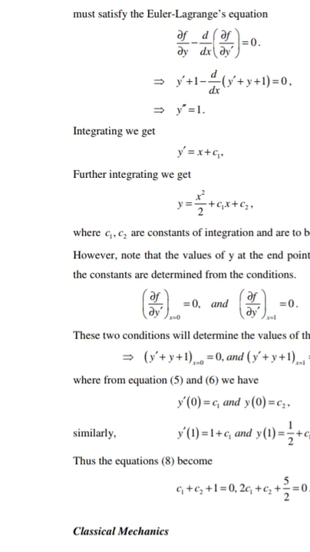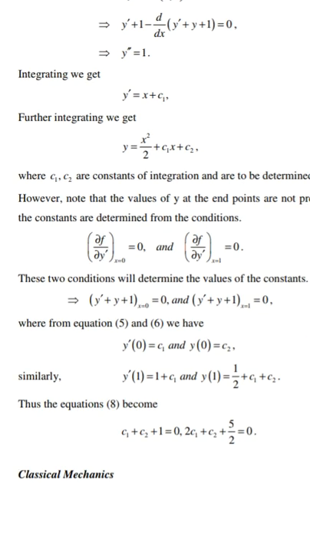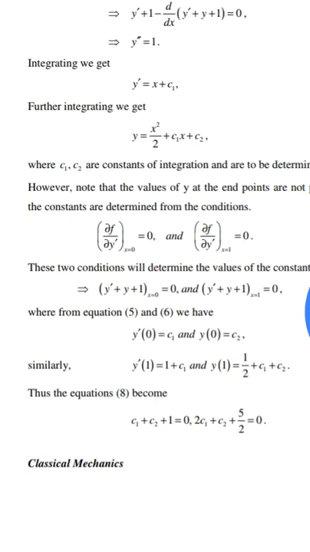The constants are determined from the condition ∂f/∂y' at x equal to 0 is equal to 0 and ∂f/∂y' at x equal to 1 is equal to 0. This implies that y' plus y plus 1 at x equal to 0 is equal to 0, and y' plus y plus 1 at x equal to 1 is equal to 0. Therefore, y'(0) is equal to c1, y(0) is equal to c2. Therefore, y'(1) is equal to 1 plus c1 and y(1) is equal to 1/2 plus c1 plus c2.